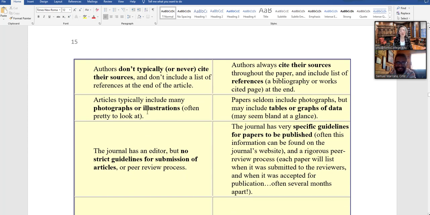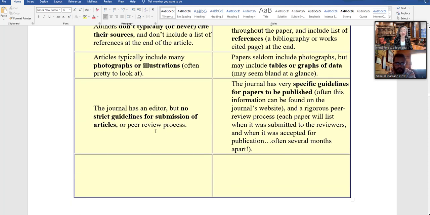So popular sources might contain a lot of photographs or illustrations, but here they seldom include photographs, but include tables, graphs, and data, and may seem bland at a glance. And here, journal has no strict editor or deadlines for submission. For me, my submission was supposed to be June 14th. In other words, there's a date for everything. So when I do for teachers. So for you, it would be nursesjournal.org or something like that.